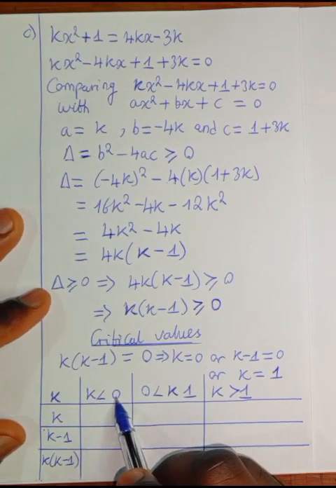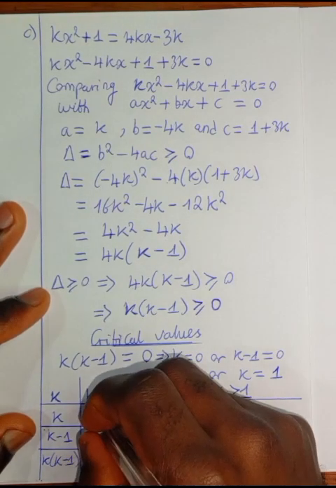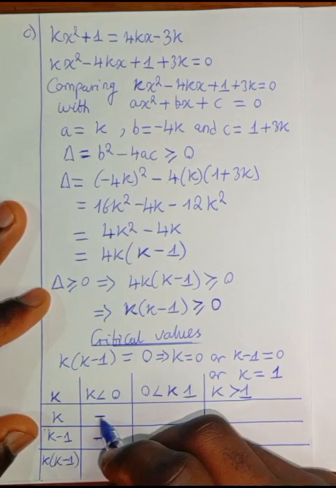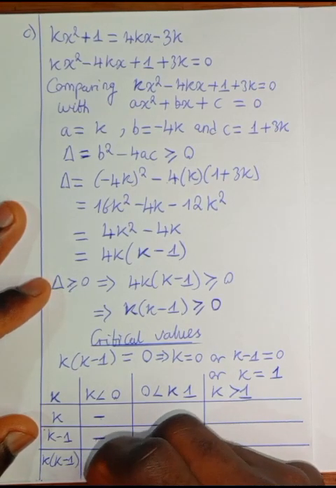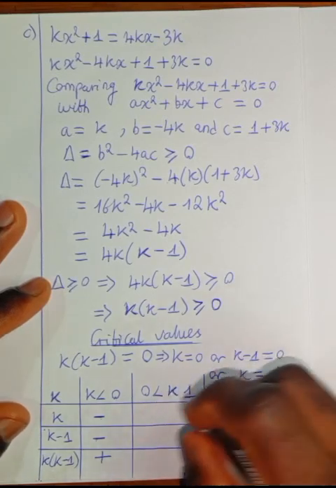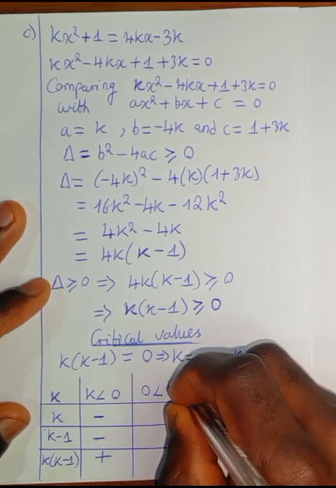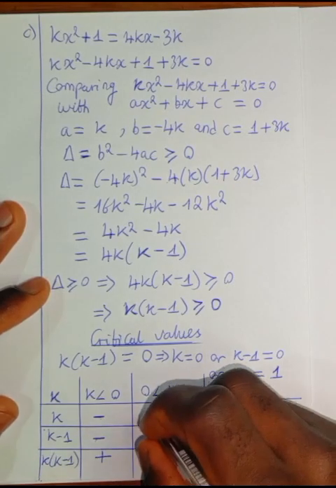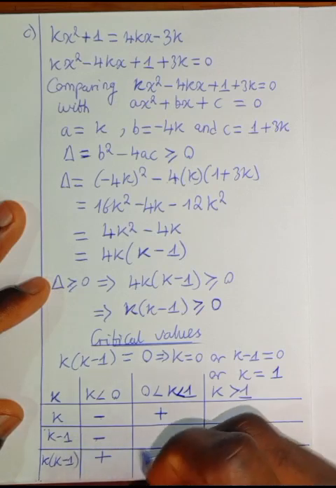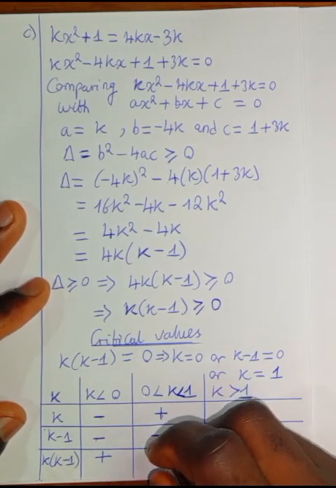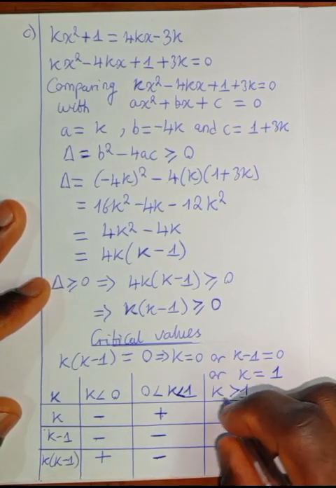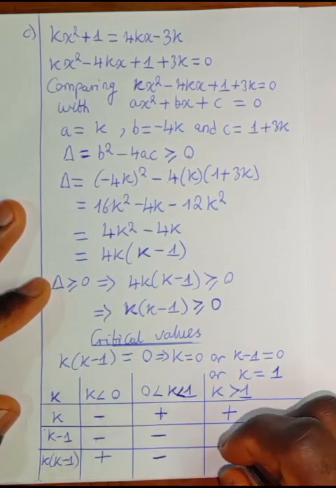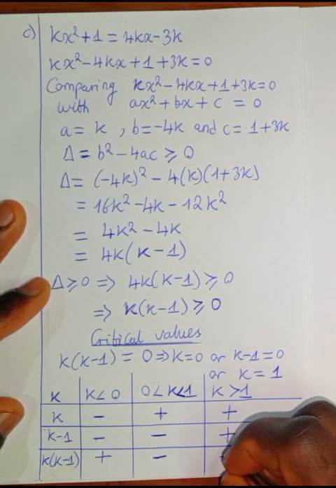For k less than 0, if we take negative 2, the sign of k will be negative. Negative 2 minus 1 is negative 3, the sign is negative. Negative times negative gives us positive. Between 0 and 1, we enter the less than sign here. If we take a half, which lies between 0 and 1, the value of k will be positive. A half minus 1 gives us negative a half, the sign is negative here. Positive times negative, the resulting sign is negative. For k greater than 1, if we take, for example, 3, the sign is positive. 3 minus 1 gives 2, the sign is positive. Positive times positive gives us positive.